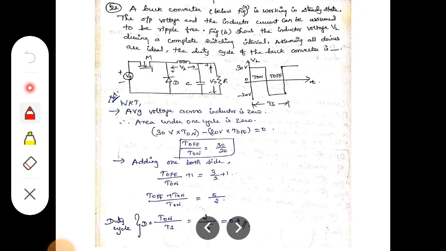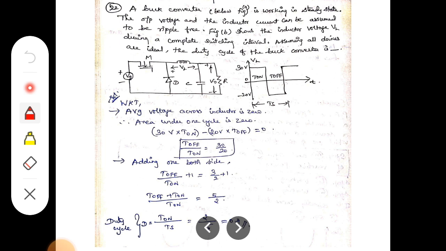A buck converter, shown in figure A, is working in steady state. The output voltage and the inductor current can be assumed to be ripple free. Figure B shows the inductor voltage VL during a complete switching interval. Assuming all devices are ideal, the duty cycle of the buck converter is? So we want to calculate the duty cycle of the buck converter. Here the inductor current and output voltage are ripple free, and they provided the inductor voltage over a complete switching interval.